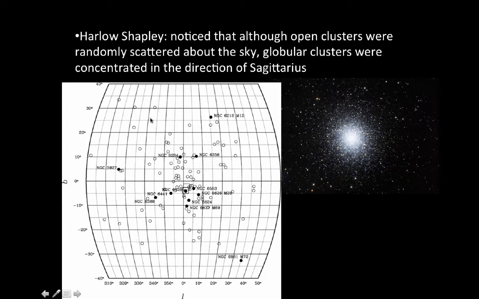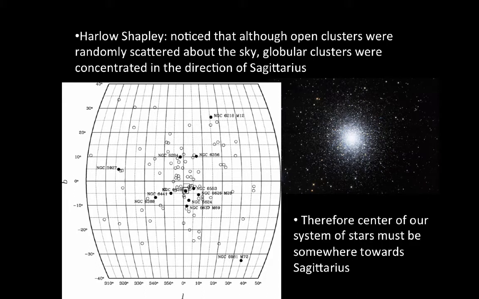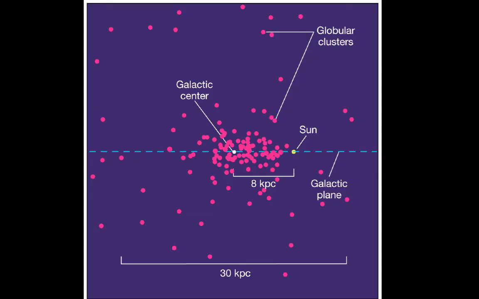This is a map of the positions of all of the globular clusters, and they're concentrated in one spot on the sky. What he hypothesized was that the spot where they were concentrated was the direction towards the center of this overall system of stars that we are inside of. So this assumption is based on the hypothesis that globular clusters will be concentrated towards the center of the collection of stars that we're a part of.